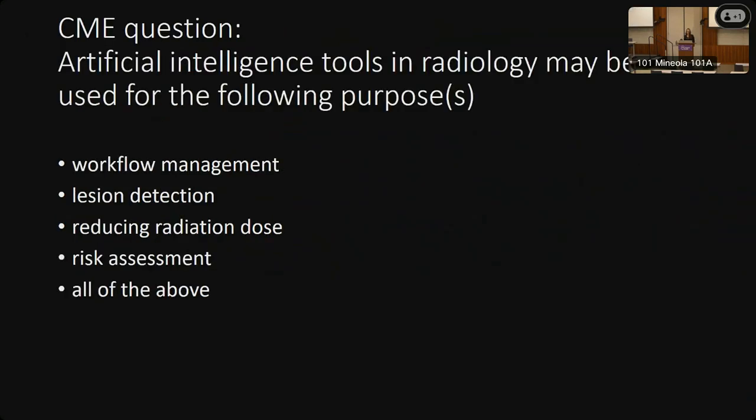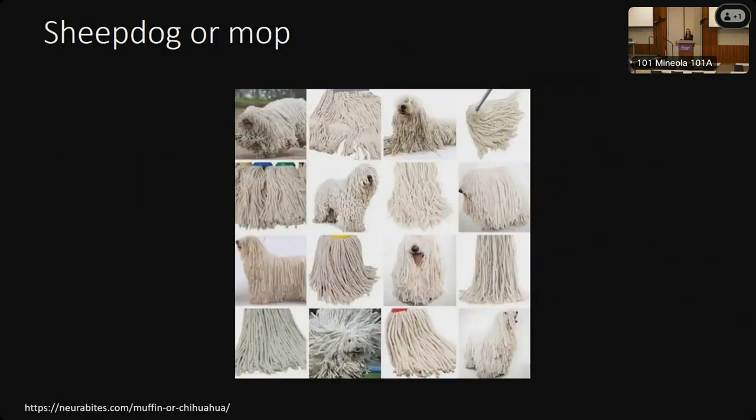So here's your CME question. Artificial intelligence tools may be used for the following purposes: workflow management, lesion detection, reducing radiation dose, and risk assessment, and all of the above. And hopefully I've convinced you that the answer is all of the above. All right, so moving on.